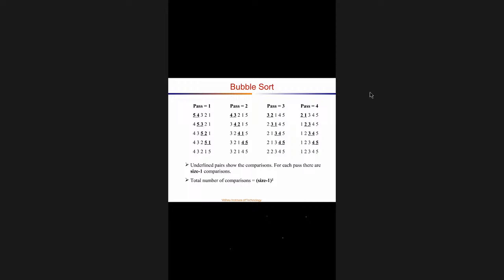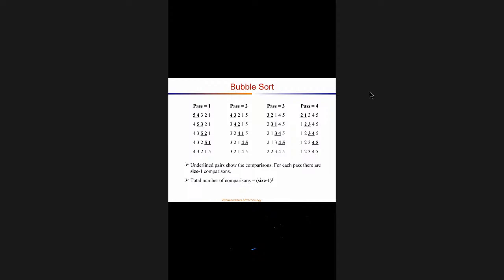Again, you compare. Both are in decreasing order, so again you apply swap. Then 5 and 2, again in decreasing order, so you swap. Finally, 5 and 1, again you swap. Finally, the largest element completes the first iteration. You complete the first pass, and the largest element is placed in the last position.